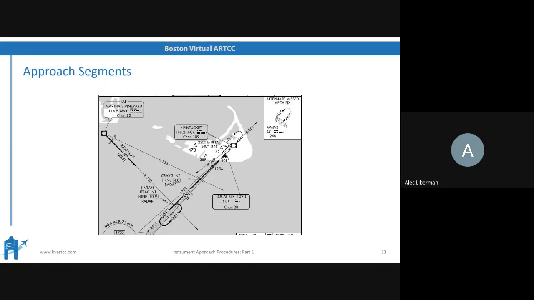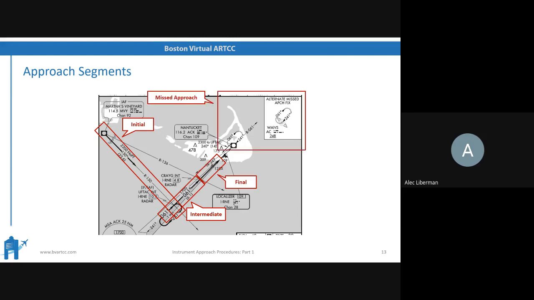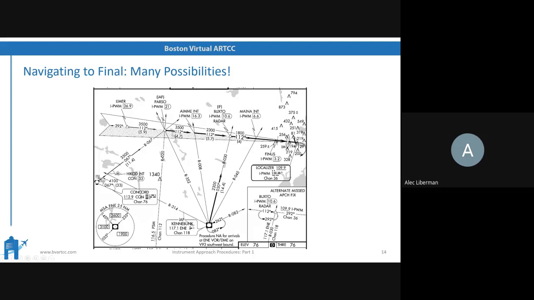There are, generally speaking, 4 different types of approach segments. We have the initial approach. Then we have the intermediate part of the approach, where you actually transition onto the final approach course. Then you have the final approach, which is basically from the FAF, or the final approach fix, to the runway. And then if you don't land, you have the missed approach. We'll talk about all these.